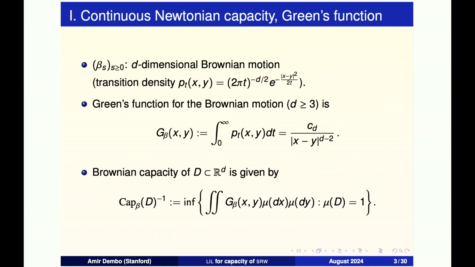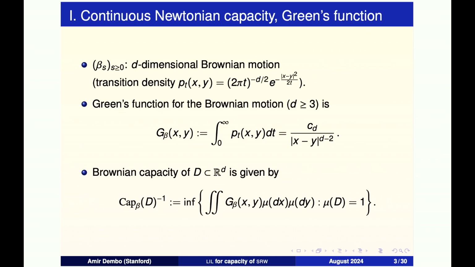Okay, so start with the Newtonian capacity. Instead of a simple random walk, let's talk about another extremely well-known classical object, which is a d-dimensional Brownian motion. I will keep using beta for the Brownian motion, allowing me to use B for ball. The Brownian motion, as you know, has a normal transition density, which I wrote here explicitly for you. In dimension 3 or more, the Brownian motion is transient, one manifestation of which is that the Green function, which is an integral over time of the transition probability, is finite and is given by this nice simple formula: the Euclidean distance to a suitable negative power.